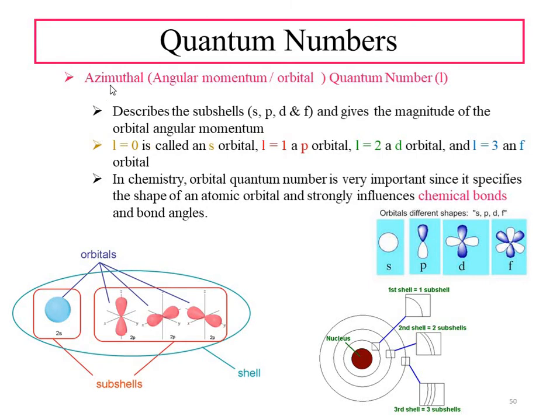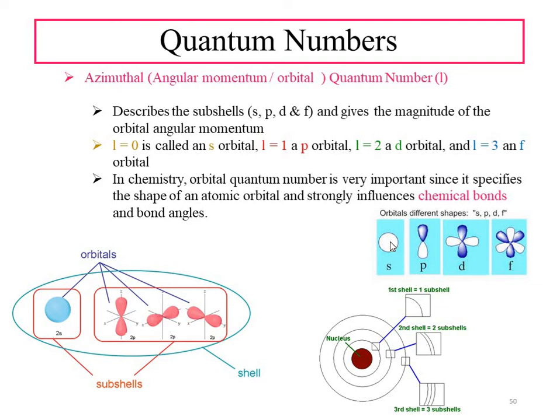Next is known as the azimuthal or angular momentum orbital quantum number. I think you must have studied the various types of orbitals around the nucleus. An orbital is the place where there is a probability of finding an electron around a nucleus. This is the s orbital, and a p orbital looks like this dumbbell shape. D looks like this. F looks like this.